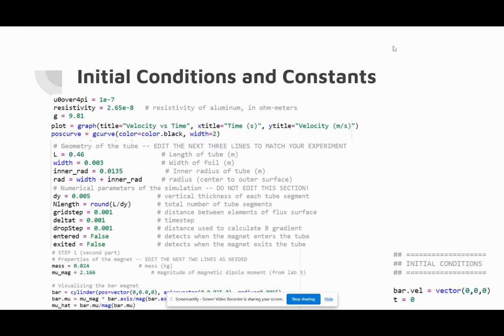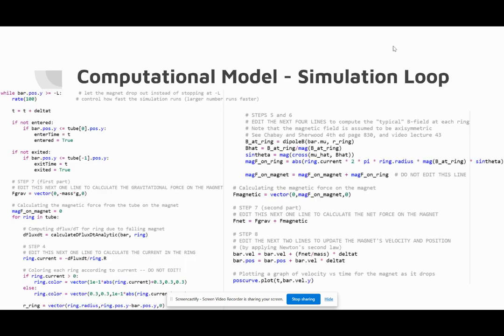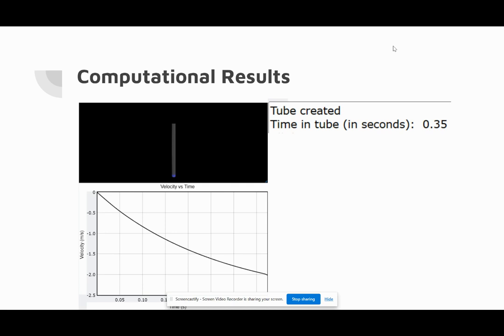Here's where we establish our initial conditions and constants, our magnetic field and magnetic flux, our simulation loop, and this is all for our computational model. And here's our computational results, or a graph of what our output was.